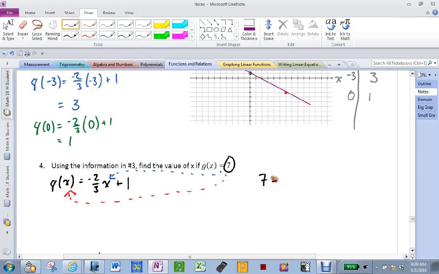7 equals negative 2/3 x plus 1. Do I know how to solve that? Only if you remember grade 9 algebra. Do you all remember grade 9 algebra? What's the job of algebra? Get x by itself. By doing what?